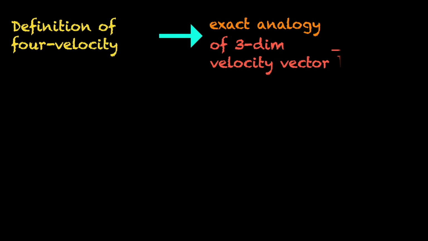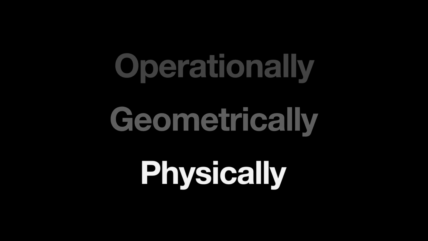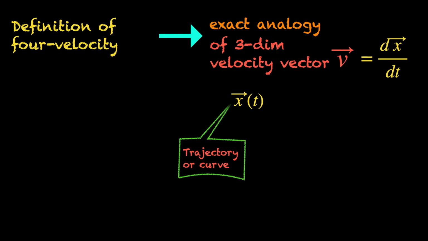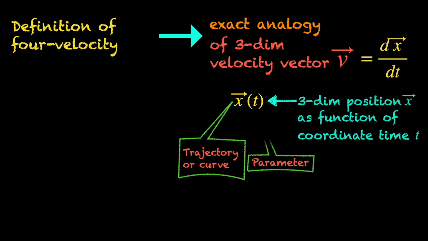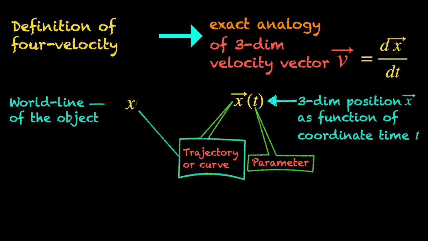We define four velocity exactly the way we define our good old three-dimensional velocity vector. How do we define the velocity vector? dx/dt, right? But what is dx/dt operationally, geometrically and physically? If you know the trajectory of the object through space, it means we know the object's three-dimensional position vector x for all values of the coordinate time t, or in other words, as a function of the coordinate time t. This trajectory through space is also a parameterized curve with coordinate time t as the parameter, just like the world line of the object was a parameterized curve with the proper time tau as the parameter.